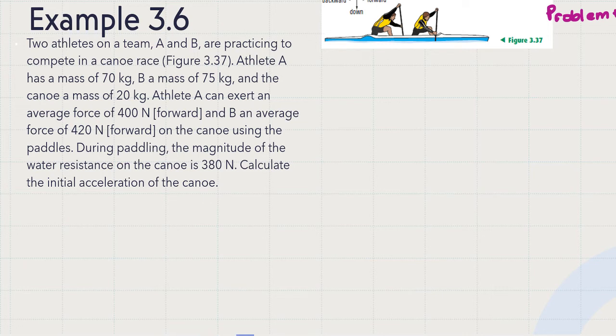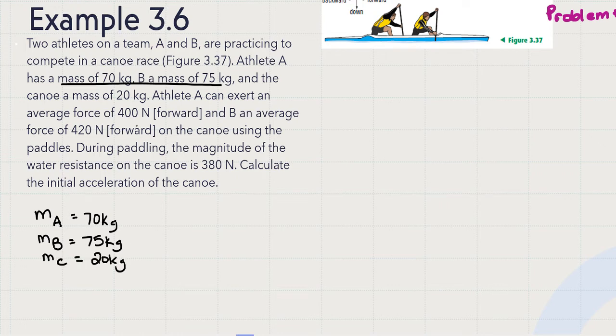We have 2 athletes on a team. A and B are practicing to compete in a canoe race. That's the figure up there. Athlete A has a mass of 70 kilograms. B has a mass of 75 kilograms. So we have mass of person A, 70 kilograms, mass of person B, 75 kilograms, and the mass of the canoe is 20 kilograms. That's right here.